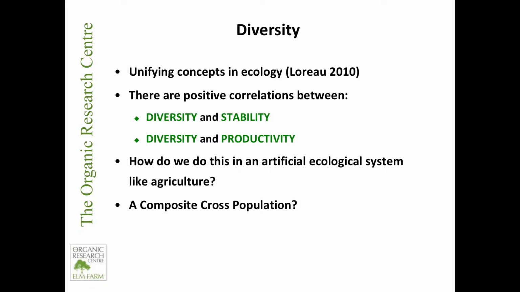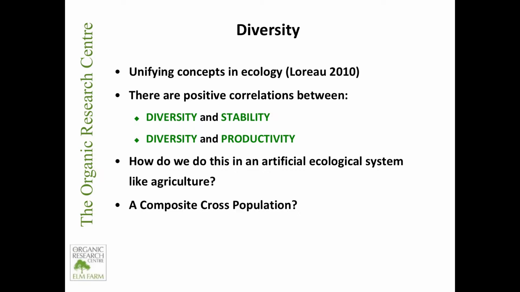So we stood back and thought, right, how do we address this? And this builds on a lifetime of Martin's work, but actually working within agroecological approaches and organic farming, we thought ecology is the route we should be looking at. So looking at the unifying concept of ecology from Leroux in 2010, there are positive correlations between diversity and stability, and also diversity and productivity. So as you become more diverse, systems generally become more stable, and their productivity also goes up.